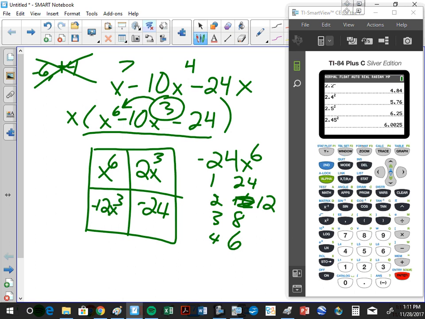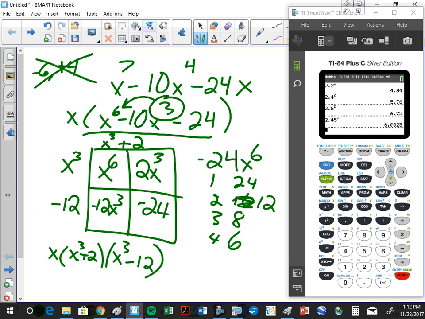In the first row, the top row, I pull out an x to the third, which leaves me with x to the third plus 2. And then I pull out an x to the third in the first column, and I get negative 12. So my factors are x to the third plus 2, and x to the third minus 12. Now, you don't know how to go further than that, and I'm not going to ask you to. So in that case, we would just stop. We know that one of them is 0, and I don't know what the other answers are. Okay?